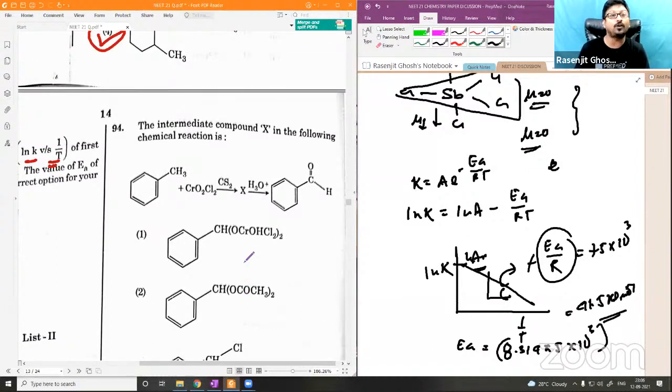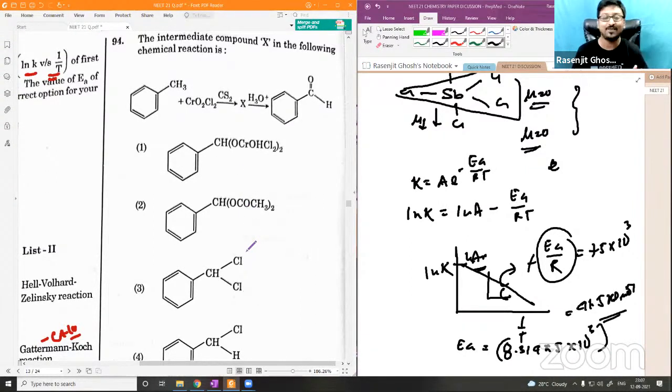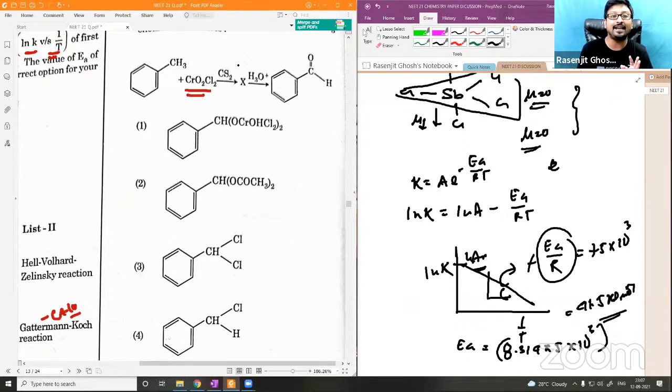Intermediate formed in the following chemical reaction. This is also a very simple question. This is chromyl chloride in a non-polar solvent. If you see the mechanism, chromyl chloride always has a tendency to form a chromyl ester first. Then upon hydrolysis, it will give you the corresponding benzoic acid. It is one of the oxidations of toluene using chromyl chloride in non-polar solvent. So the correct answer, this one is the chromate ester. So the correct answer will be option number 1. It forms the chromate ester, an intermediate chromate ester.